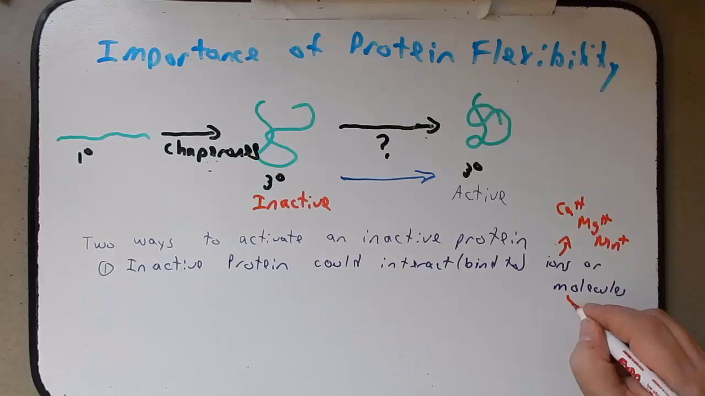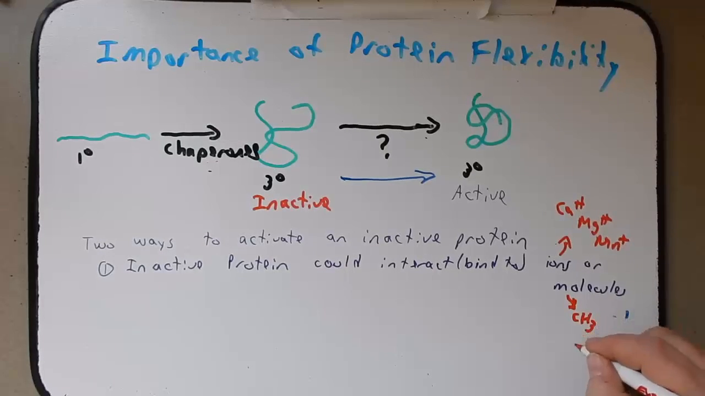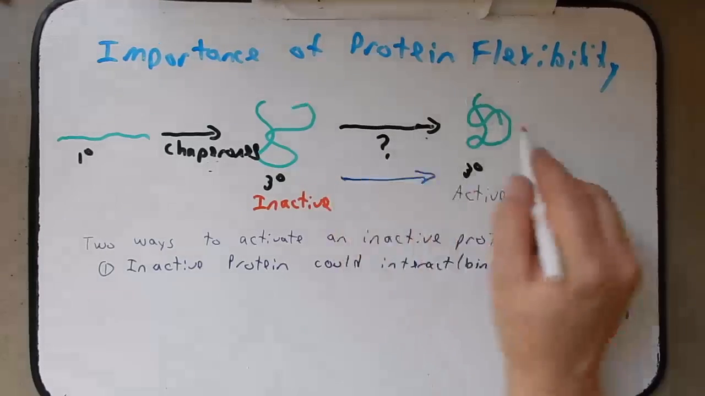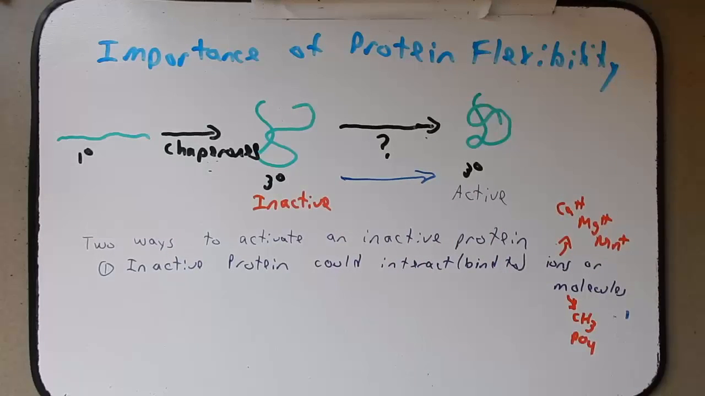Another common way is adding certain kinds of molecules. You might add a methyl group. A phosphate group is a very popular way to cause these proteins to fold and become active. And there are some additional ones too, but let's just talk about those two for now.